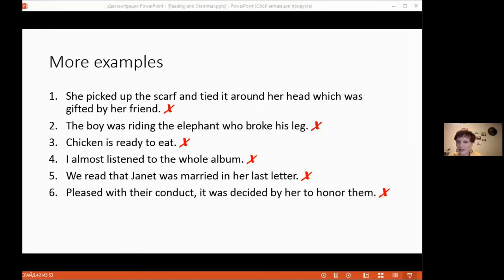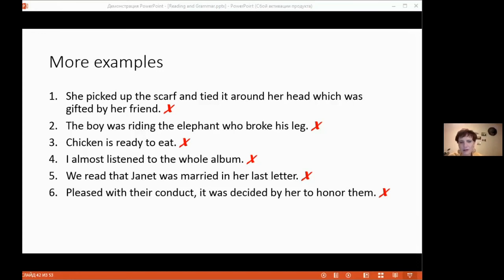And Irina gives us a good version. She picked up the scarf, which was gifted by her friend, and tied it around her head. Exactly, yes, that would be a very correct version. Okay, the boy. Yeah, the problem with sentence one, as I said, is that the relative clause is too far from this clause.